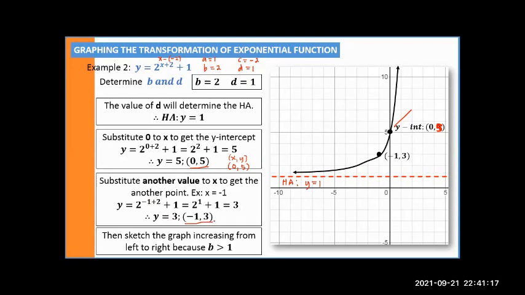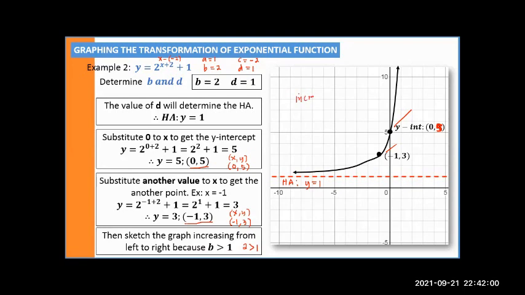Ito ang kanyang coordinate. So, again, ang coordinate ay x, y. Nag-substitute tayo ng negative 1 sa x. Ang naging y ay 3. So, ito ngayon yung isa pa nating point, which is negative 1, 3. Dahil may dalawang points na tayo, pwede na natin sketch yung graph depende sa behavior. So, then, sketch the graph increasing from left to right because the value of base is greater than 1. So, 2 is greater than 1, kaya ang behavior ng graph natin is increasing from left to right.